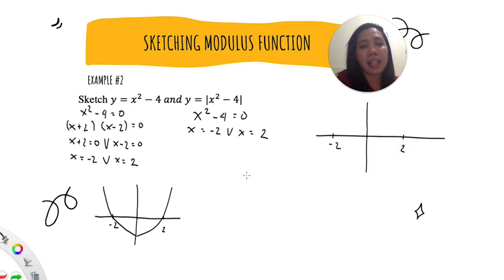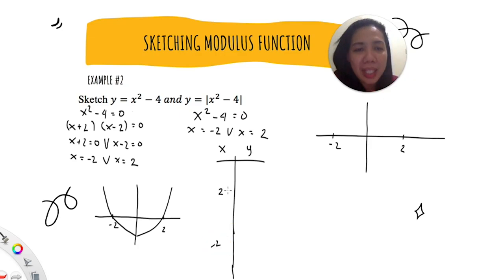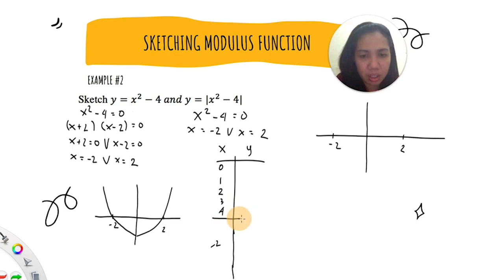And then the next thing, we can make an xy table here. Put 2 here and minus 2 here. The next thing is to take two x values from the right and the left of these vertex x coordinates. Let's find these x values. On the right we have 1 and 0, and then 3 and 4. On the left we have minus 3, minus 4, and then minus 1 and 0.